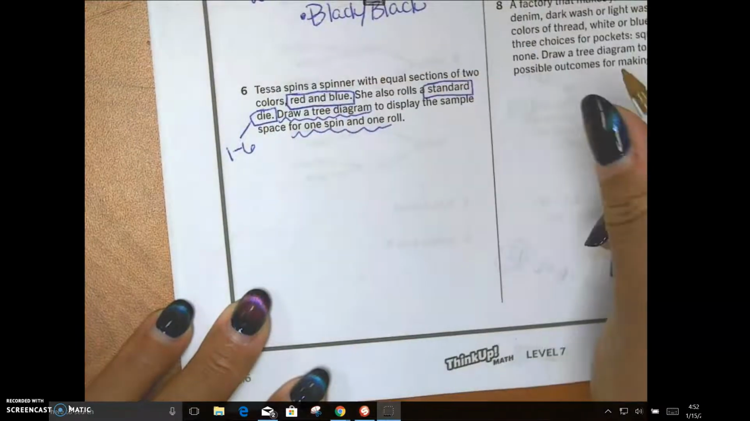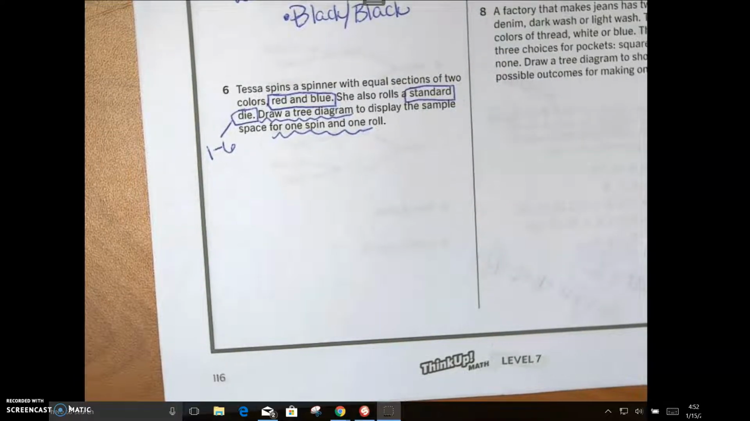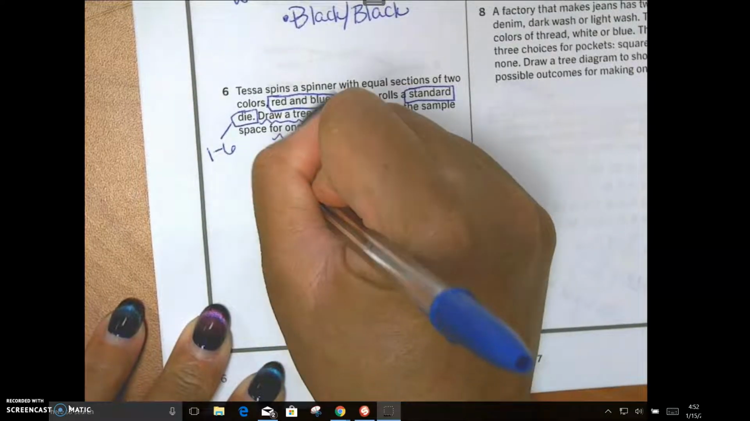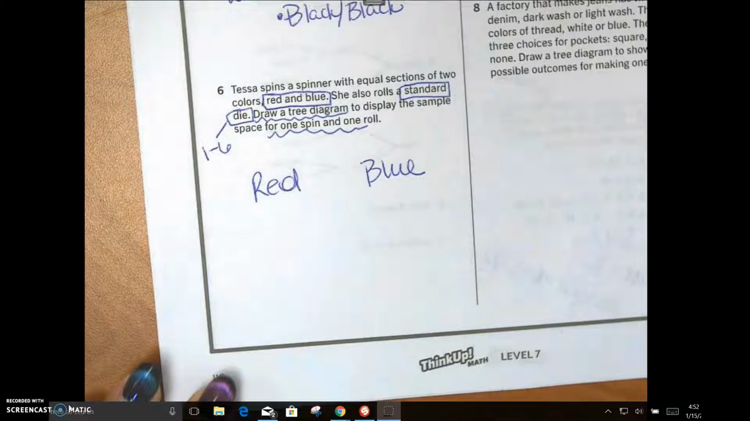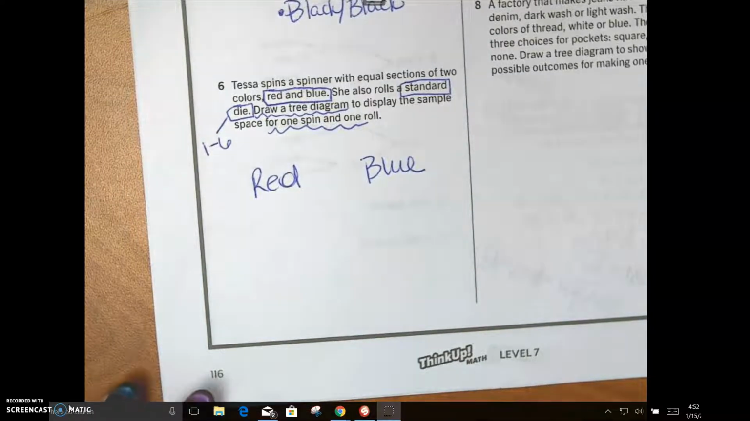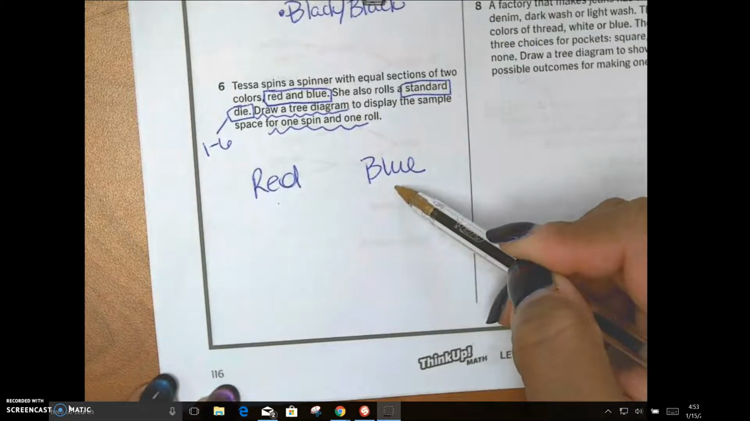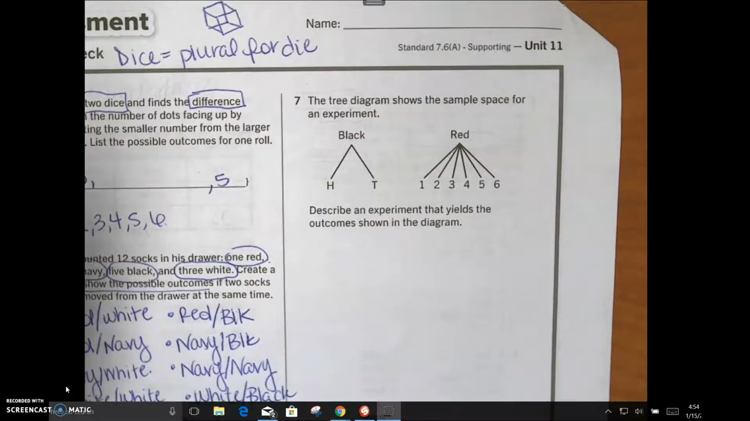Okay, they have to go together. So, what is going to be at the top of my branches? Red and blue. Then, what is going to be extended from each branch and from each color? Good. Extend 1 to 6 from red and extend 1 to 6 for blue. That is correct.